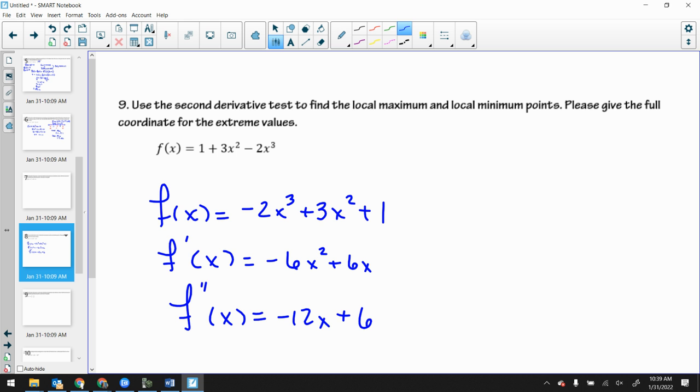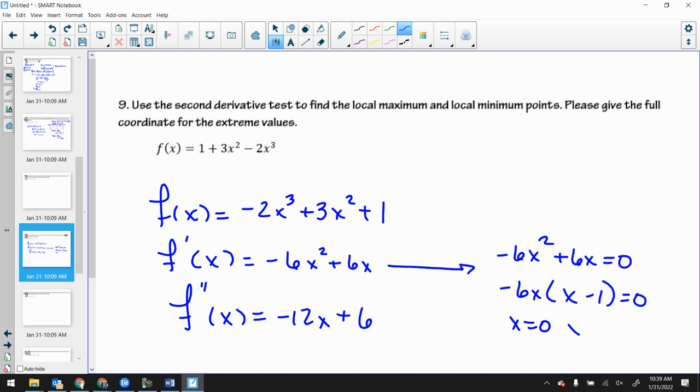Now, where should I go to find the critical points? F prime, the first derivative, right? Here is where the critical points are. Please don't go here. What are you finding if you find the zeros of that? Inflection points, right. Look at you guys go. Proud of you. Okay, so factor out the negative 6x: x minus 1, so x equals 0, x equals 1.